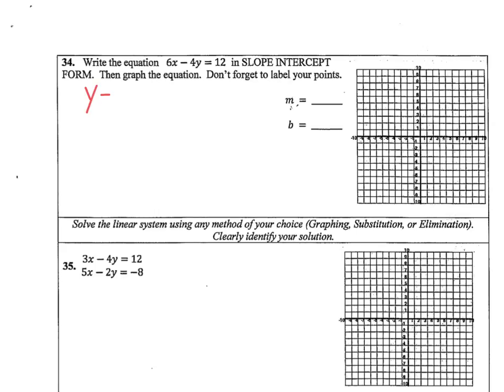On number 34, you're to write this equation, 6x minus 4y equals 12, in slope-intercept form. You need to remember, slope-intercept is y equals mx plus b. Get y by itself. Then identify the b and the m. Remember, b is the y-intercept. It's going to go on this line here. Plot it, then put in your slope. Up 4 over 2, whatever it is, and draw your line.